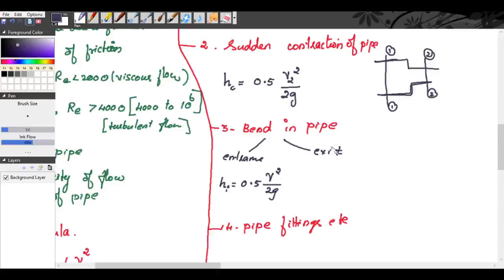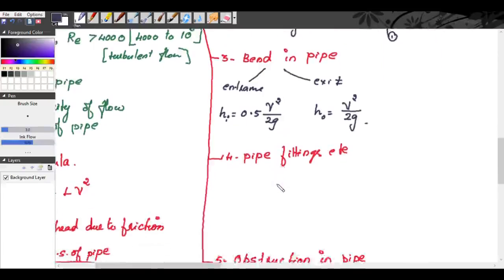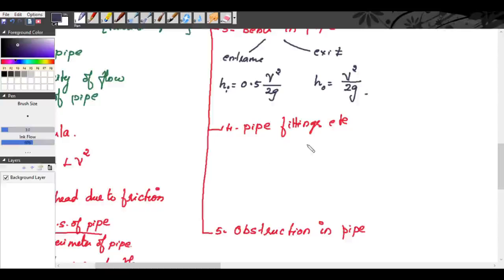And if it is at the exit of the pipe, the formula is HO. Entrance is inlet, and O is outlet. HO is equal to V square by 2G. So due to pipe fittings, you can take it as V square by 2G. No special formula is given for pipe fittings.